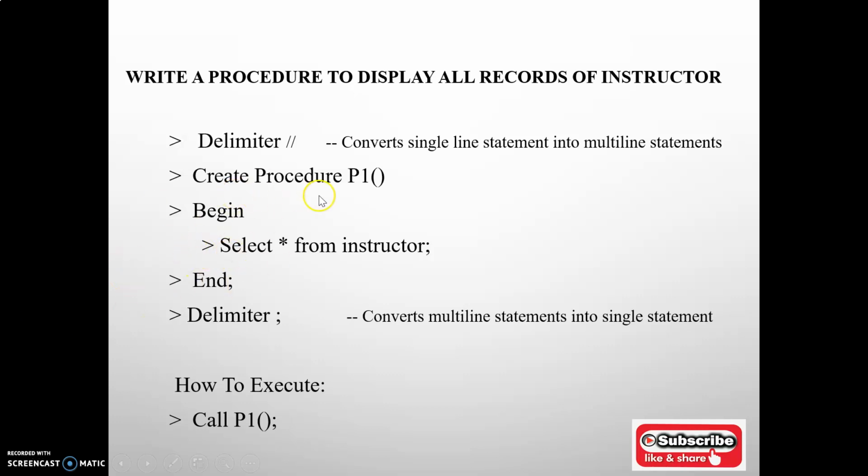Then create procedure P1, there are no parameters, so opening bracket, closing bracket, begin, select star from instructor, and then end. After ending, that procedure will be created, and again we will use delimiter space semicolon. What it does is simply convert multi-line statements back into single statement. And after creating that procedure, how to execute that procedure? Call name of the procedure, opening bracket, closing bracket, and semicolon. That procedure will be called.